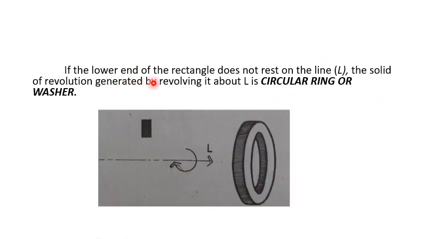If the lower end of the rectangle does not rest or touch the axis of rotation, which here is represented by L, the solid of revolution generated by revolving this rectangular area about a certain axis, which is L, is called the circular ring, or we also call it the washer method. Previously, that was about the disk method. Now this is the washer method. So you could form a circular ring like this one in the figure.